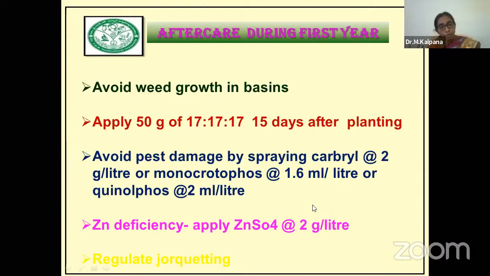So we have to spray carbaryl or monocrotophos or phosphamidon to prevent pest damage. Also, in the earlier stage, we will mostly see zinc and iron deficiency. When you observe zinc deficiency, we have to apply zinc sulfate at the rate of 2 grams per liter. Also, jorquetting occurs 14 months after transplanting, so we have to regulate the jorquetting. That's why we have to take care during the first year of transplanting.